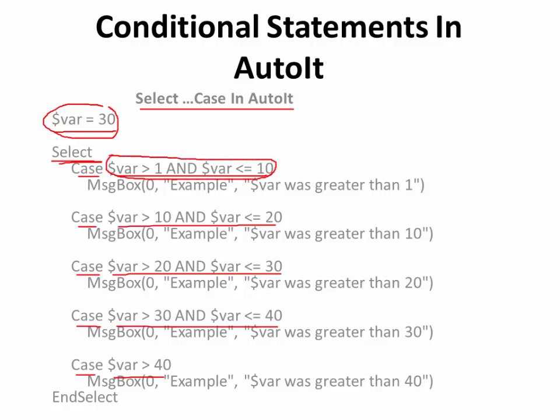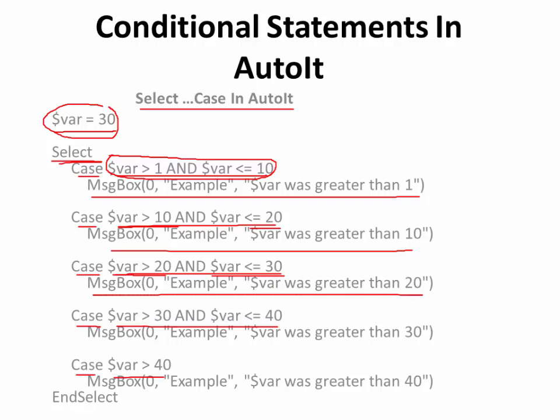If the variable is greater than 0 and the variable is smaller than 10, this statement will be executed. If the variable is greater than 10 and smaller or equal to 20, this statement will be executed. If the variable is greater than 20 and less or equal to 30, this statement will be executed. If the variable is greater than 30 and smaller or equal to 40, this statement will be executed. If the variable is greater than 40, this statement will be executed.